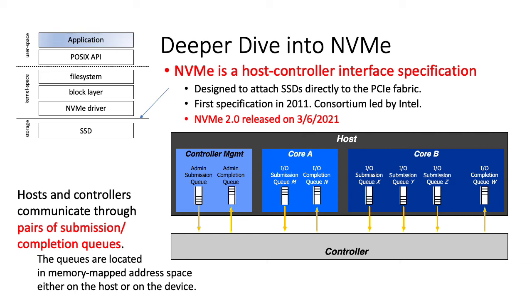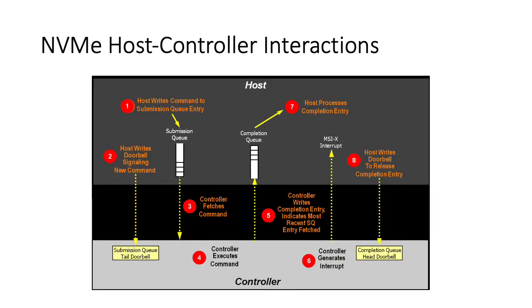So here on the diagram, we see a host communicating with a controller. We have administration commands and I/O commands, and for each, there are pairs of completion and submission queues. On a core, you can have a set of submission queues associated with a single completion queue. Queues are located in memory mapped address space, either on the host or on the device. The host places a command on the submission queue and rings a doorbell, a specific register, to tell the controller that a submission entry is available. The controller fetches the command from the submission queue and executes it.